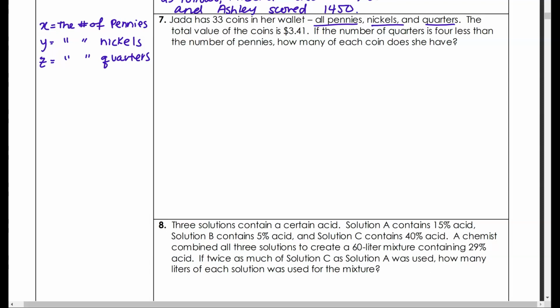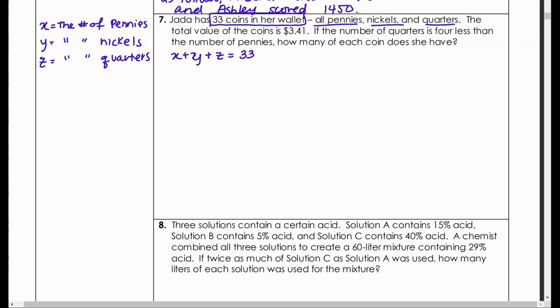All right, let's take a look at this question then. So 33 coins in her wallet. So this means that all the coins counted for how many items there are is going to be 33. So this is indicative that the number of pennies plus the number of nickels plus the number of quarters is going to equal 33.